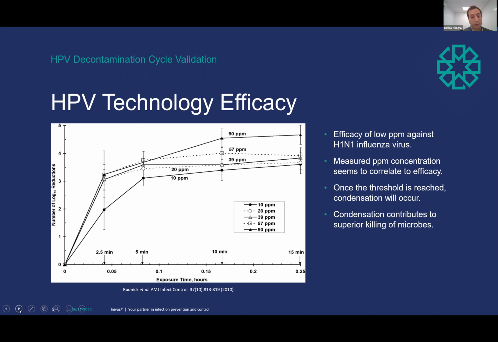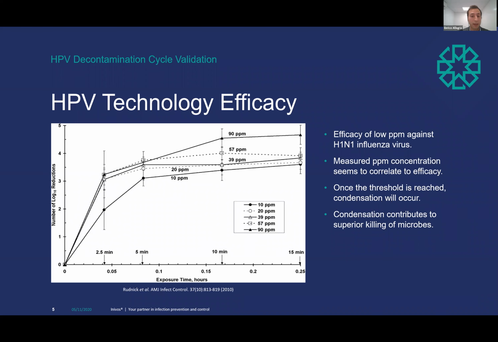This is a nice study performed on influenza virus H1N1, and the graph shows different concentrations of hydrogen peroxide and the correlation of log reduction against time. We can see that, for example, the concentration of 57 ppm after 15 minutes exposure time has reached a 3.5 log reduction, whereas the 90 ppm concentration has reached a much higher reduction, almost a whole log more. And we wonder how come there's such a huge difference between such a small variation in concentration.